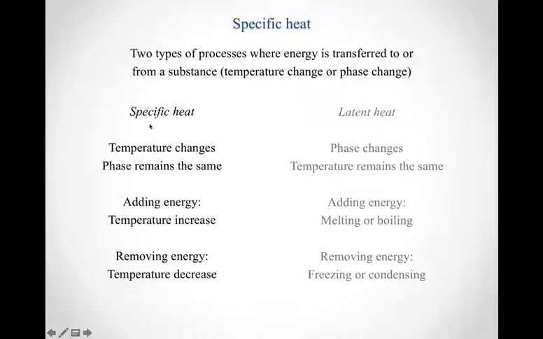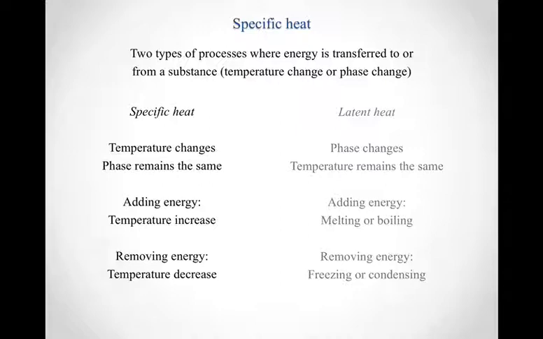And so what happens in a specific heat process? The temperature of your substance changes. The phase remains the same. So your temperature changes, but your phase doesn't. If you add energy, your temperature increases. If you remove energy, your temperature decreases. So a specific heat process is relatively straightforward.